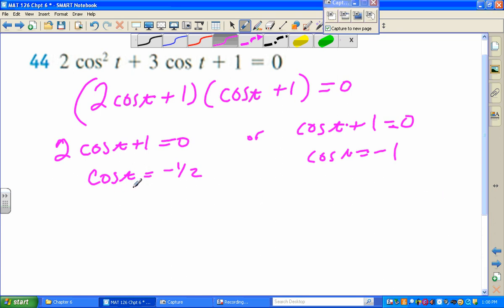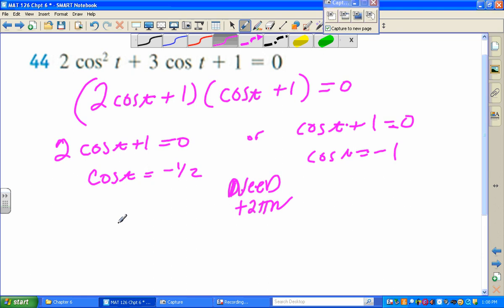Now, on this one, do I need the plus 2 pi n for my solutions on this one? No. I don't think so, because you didn't do any substitutions. It's just a plain old-fashioned cosine t negative 1/2, cosine t negative 1. So I think you can get those without any fancy general solutions.